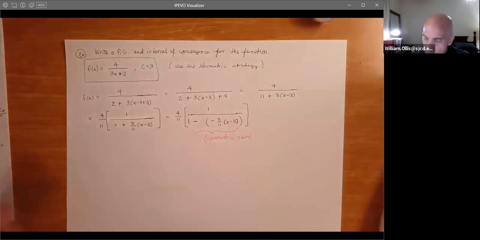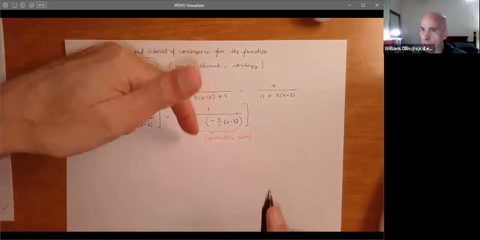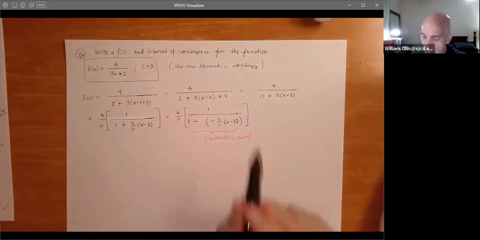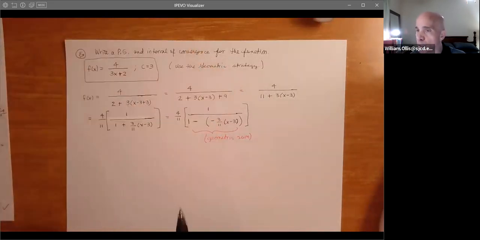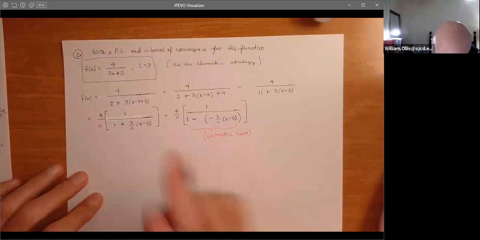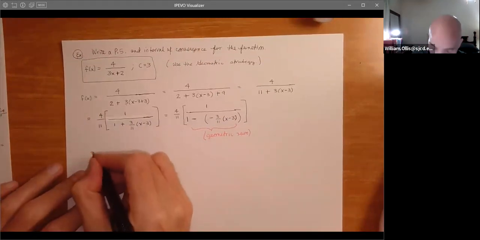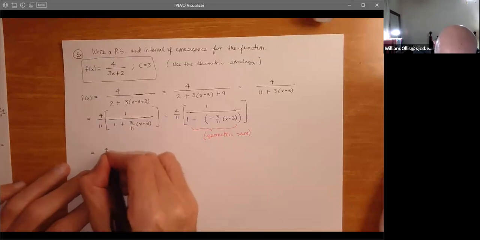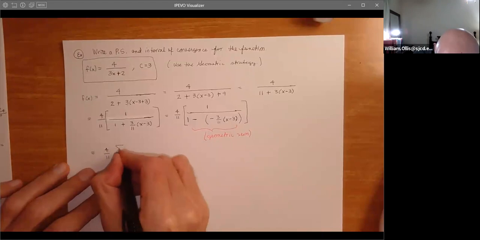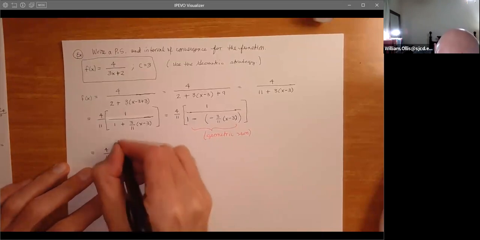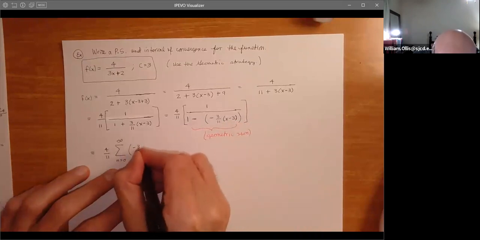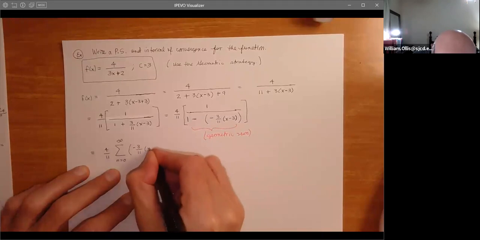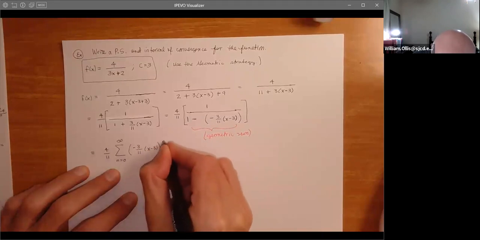So again, just to make everything clear, pull everything out, achieve the 1 divided by 1 minus x, and then you're good to go. Now you can write what's in the brackets as a geometric power series. So this will give us, now we go back to the crutch that we have, 4 over 11, infinite series n equals 0 to infinity. So now let's throw all that in. So we have negative 3 over 11 x minus 3 raised to the nth power.